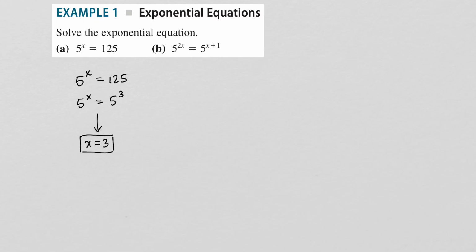So please understand that we are not dividing by x on both, or dividing by 5 on both sides. We're not subtracting 5 from both sides. It's just that the only way this can be true is if these are equal.